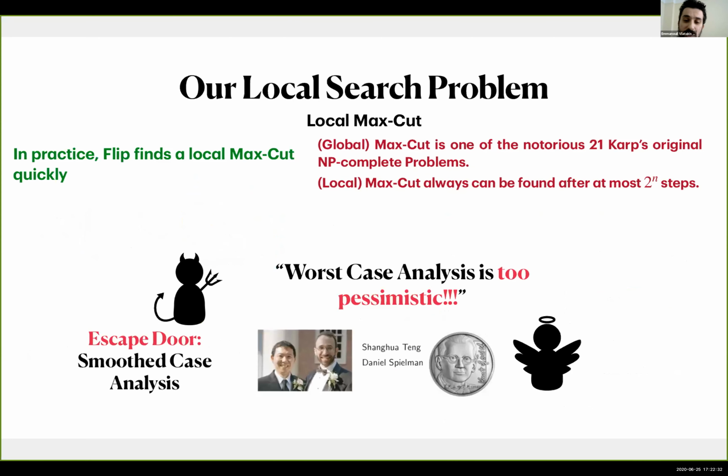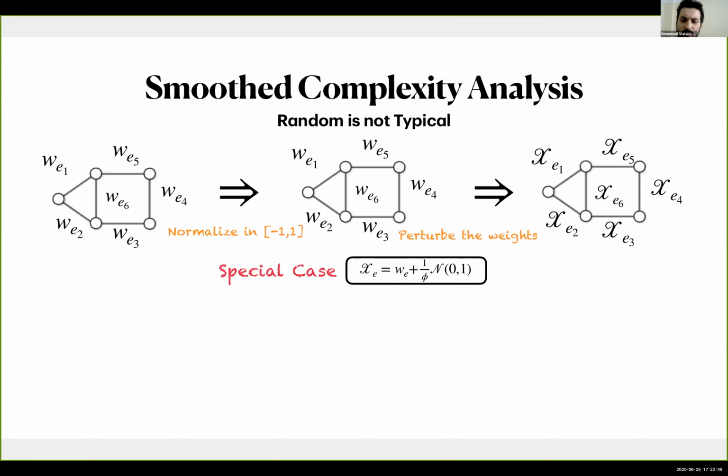So now the worst case analysis, because of the PLS-completeness, is a very pessimistic way to analyze the flip algorithm. And thus the strongest result that we can hope for is a smoothed analysis, similar to the seminal work of Spielman and Teng for the famous simplex method. In this model of analysis, we want to show that for every instance of local max cut, even the worst one, if we perturb it a little bit, then the flip algorithm would run quickly.